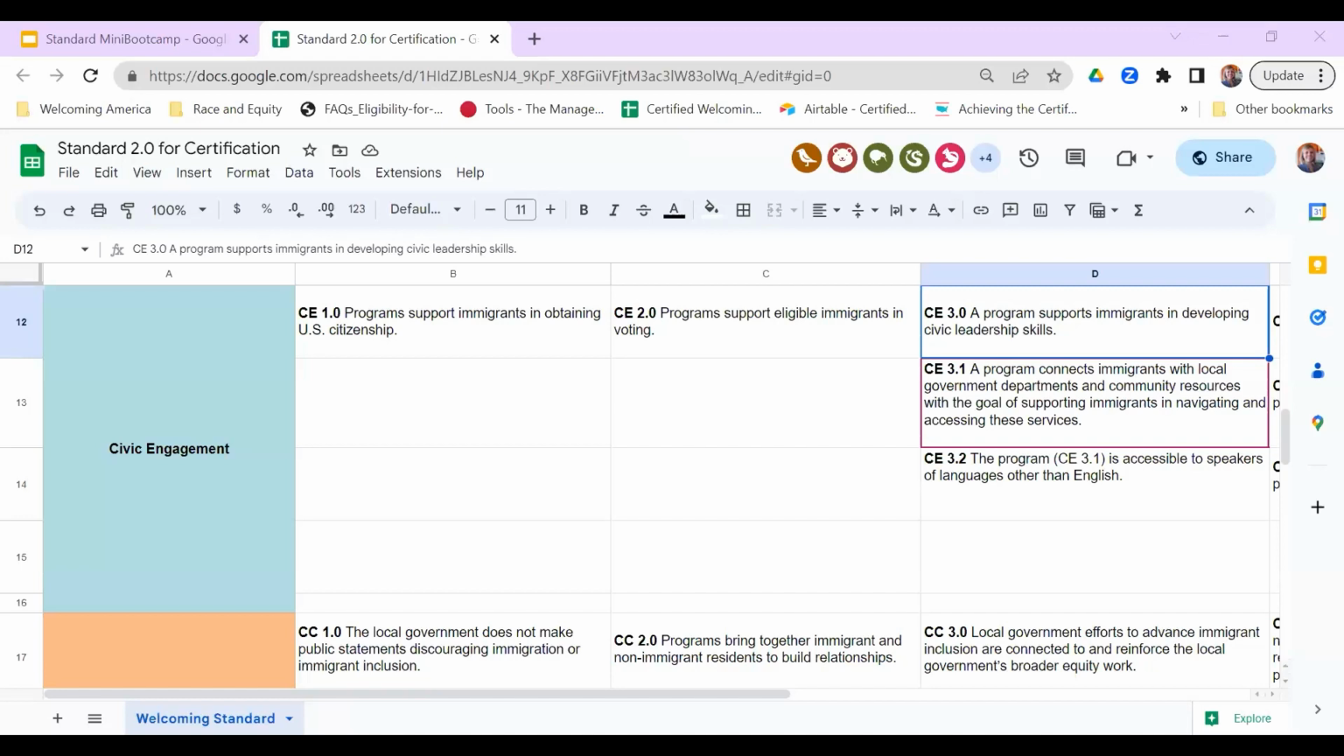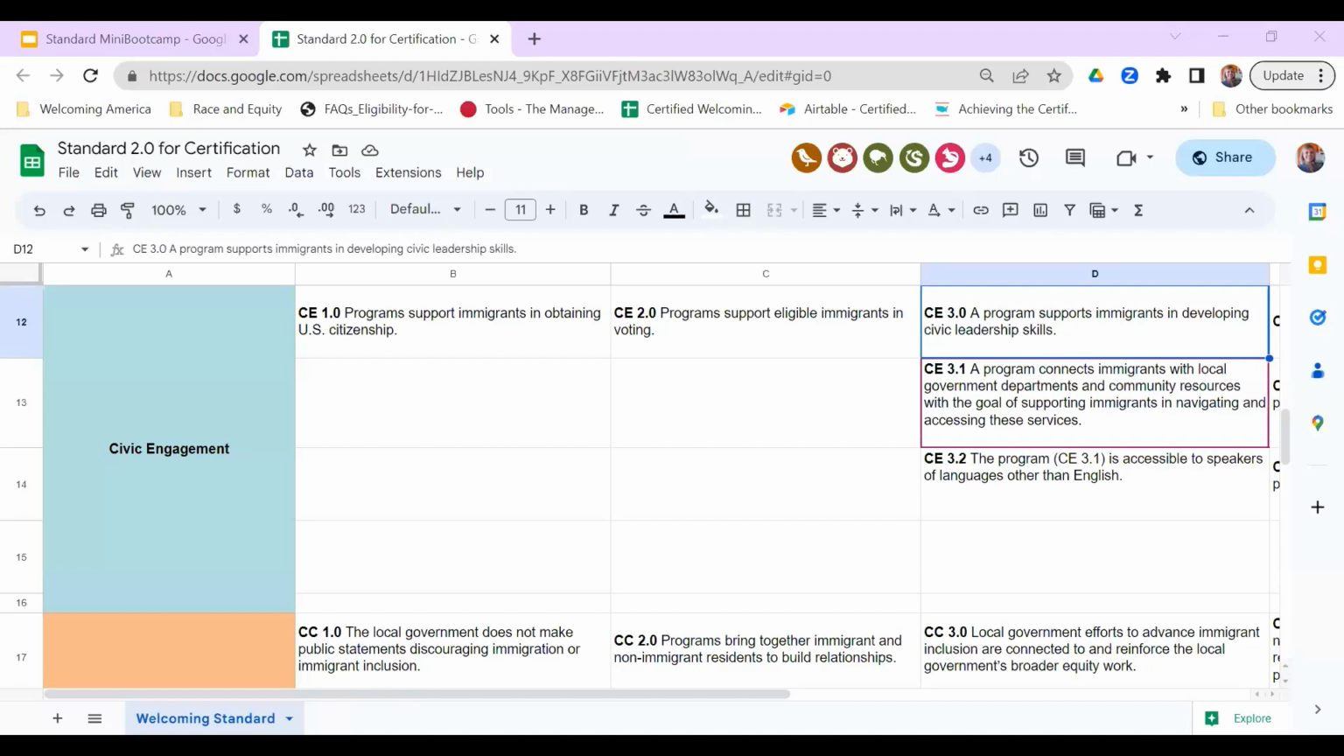For 3.2, I'm thinking about accessibility for multiple languages. We have tried to ensure that language access is built throughout the entire standards. We do have some very explicit criteria around a language access policy and training for your local government. But then we also have it woven in other ways that we think it's really important to call out, particularly because we have seen programs for CE 3.0 and 3.1 that say, oh yeah, it's available to everybody, but then are not really thinking about that intentionality to ensure that the program is accessible.